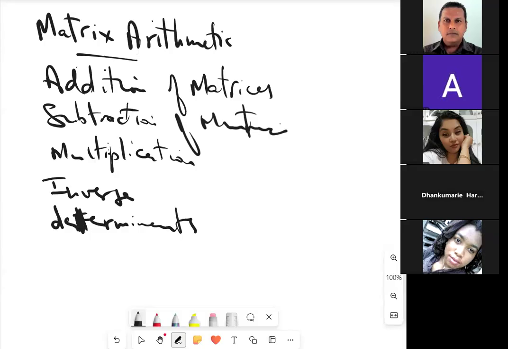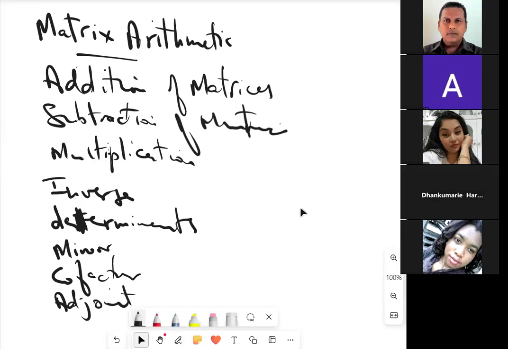We'll talk about minors. We'll talk about cofactors. Then we'll talk about the adjoint matrix.